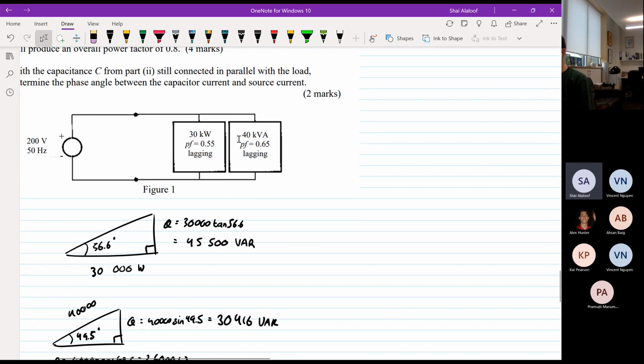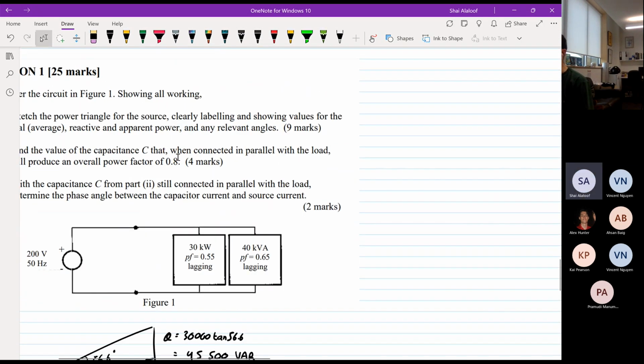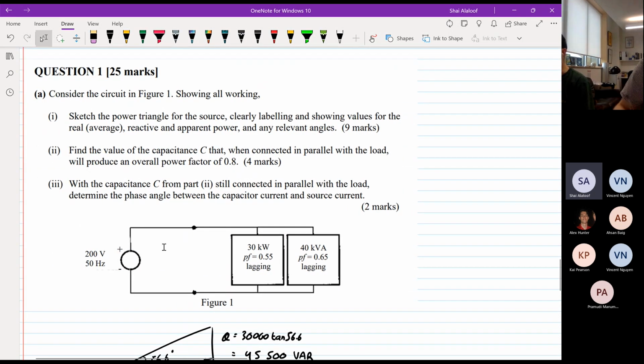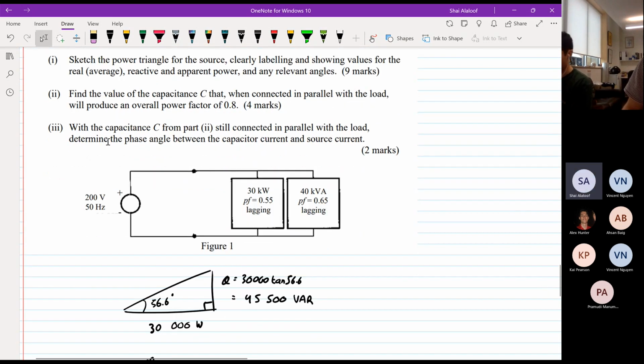Usually they won't have these two loads. This was an unconventional question, but I thought it was interesting. So that's question 1 done. Next: find the value of the capacitance C that when connected in parallel with the load will produce an overall power factor of 0.8. Okay, so it's not power factor correction, it's just adding a capacitor to make the power factor 0.8. I'm going to say this should be 0.8 lagging. It didn't specify, but just assume that it's lagging.